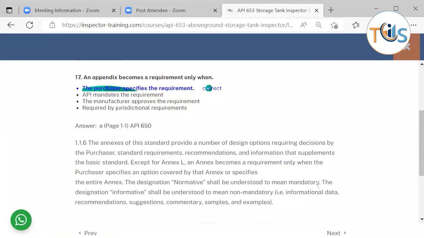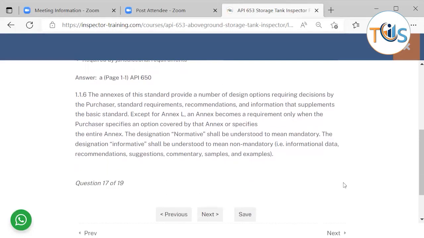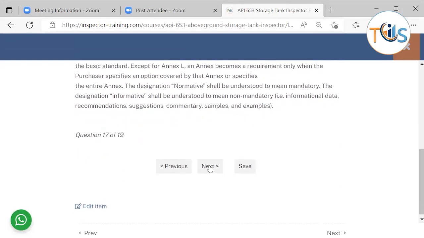An appendix becomes a requirement only when the purchaser specifies the requirement. And so obviously the purchase order supersedes the codes, standards and recommended practices mentioned in it, but as long as it does not violate any code requirement. So when any annex of, say, API 650 becomes a requirement or becomes mandatory, it's not violating the code. It's just something over and extra.